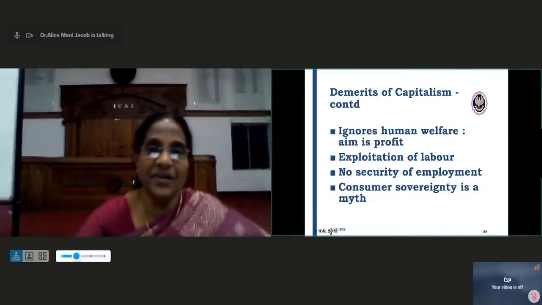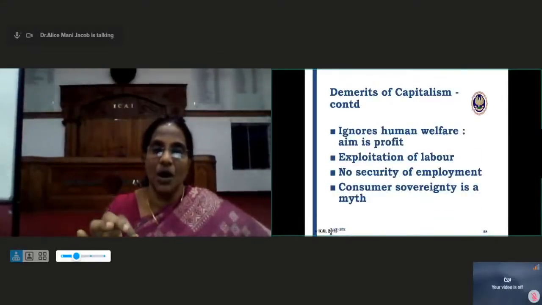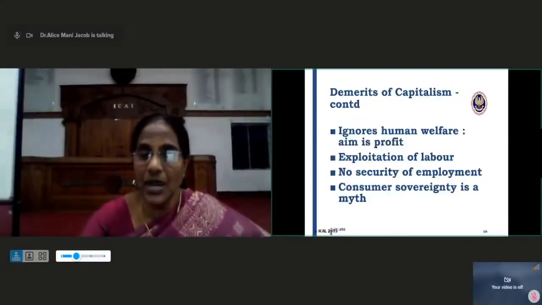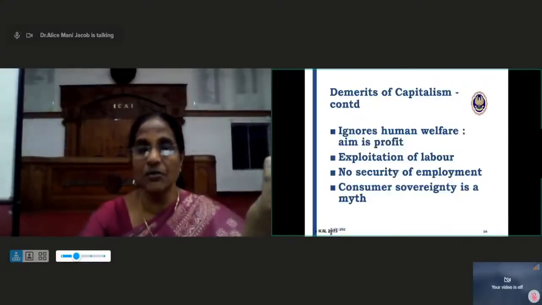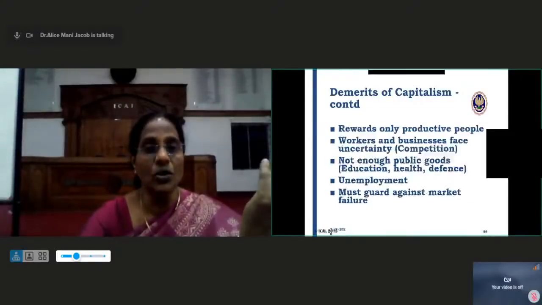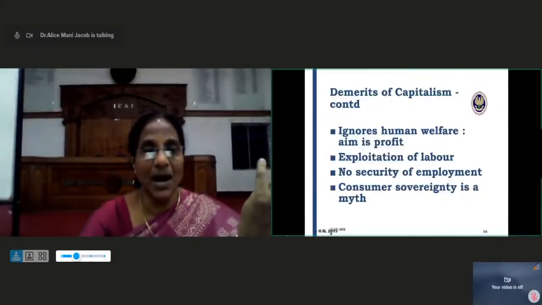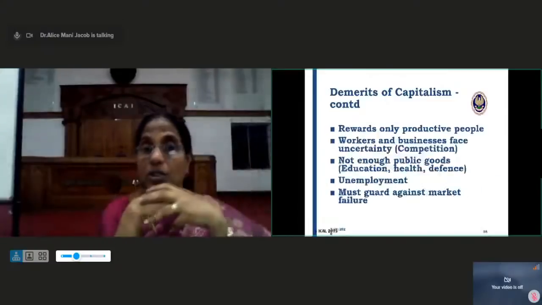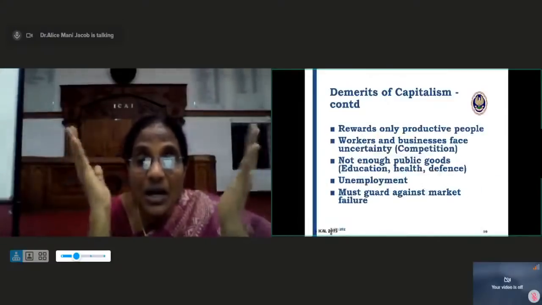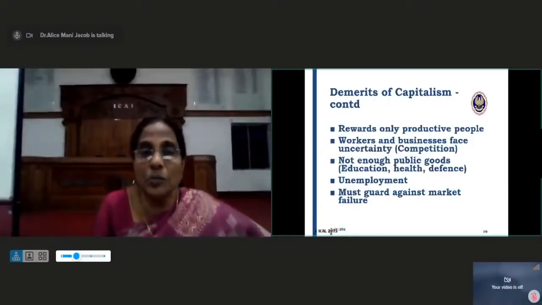Ignoring human welfare, the only aim is to make profit. Exploitation of labor, there is no security of employment. We say there is consumer sovereignty, but we are cheated by their trick of advertisement, isn't it? They tell us what to buy and what not to buy through their advertisement. So we are unduly influenced by big corporates.